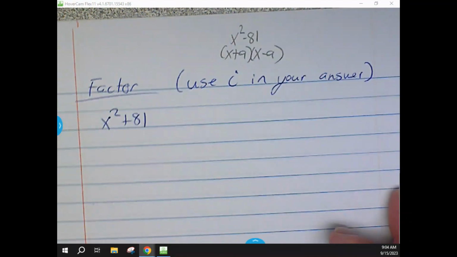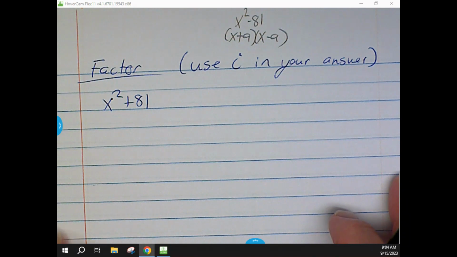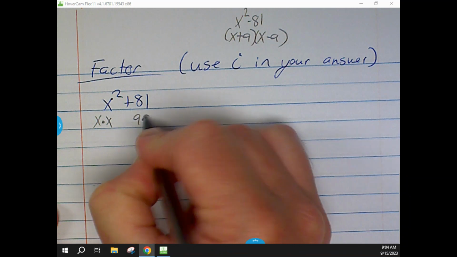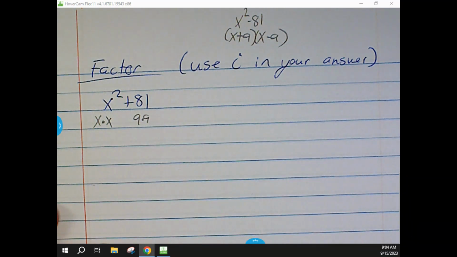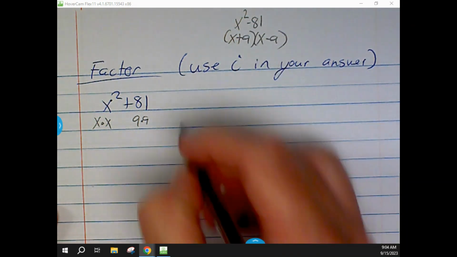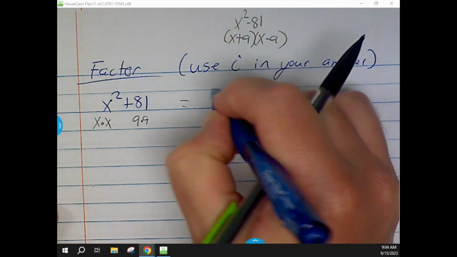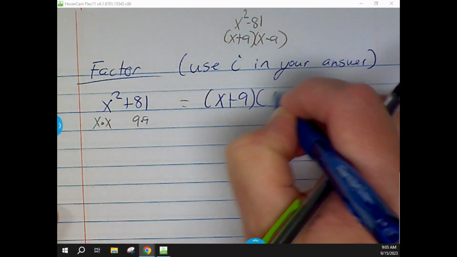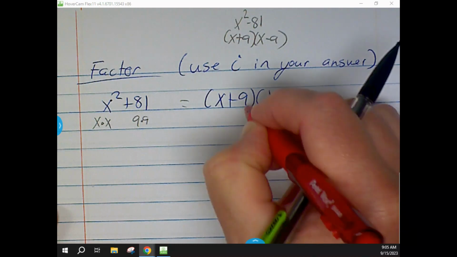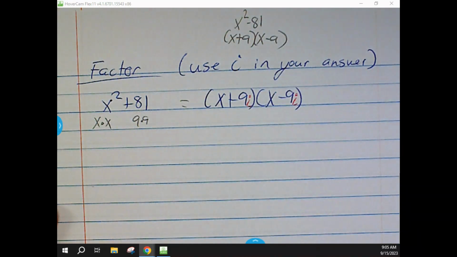Okay, but this one's a plus, and we said if it was a plus, there wasn't anything we could do to factor it. But with imaginary numbers, now we've got something we can do here. So if it's a plus sign in the middle, we're still going to think that this is x times x. We're still going to think that this is 9 times 9. We're still going to do the plus 9 and the minus 9. All you have to do differently is just put an i with that second number.